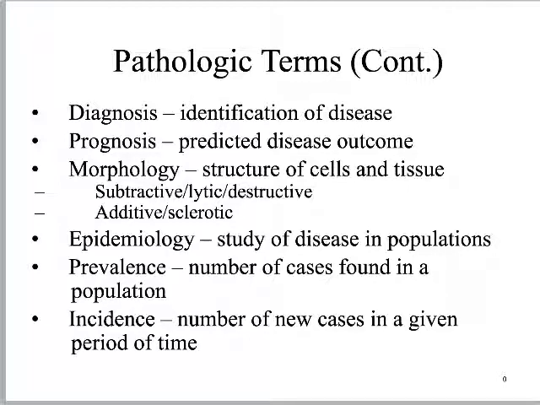Incidence is just that number of cases over time. So I want to do this versus that real quick. With prevalence, number of cases in a population. Incidence, number of cases over time, right?